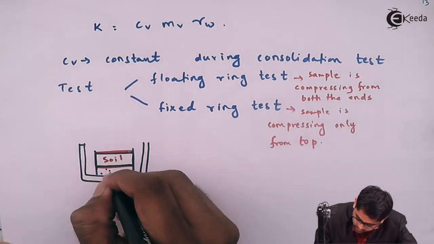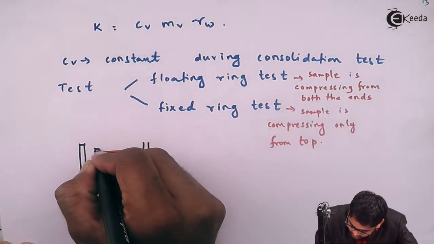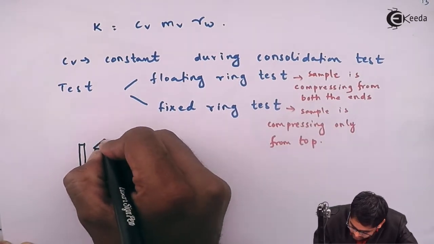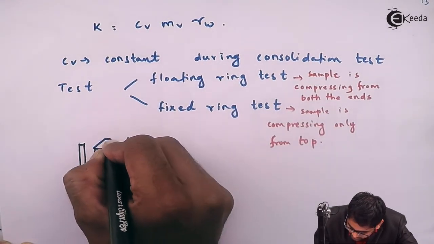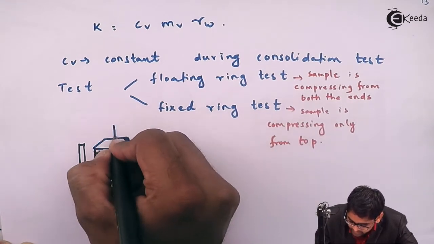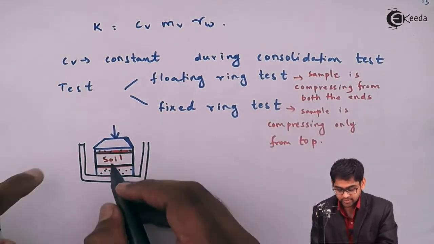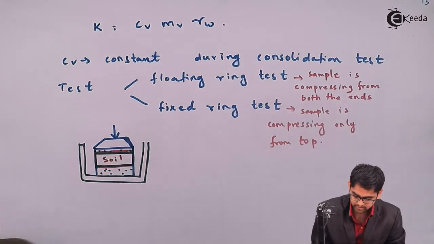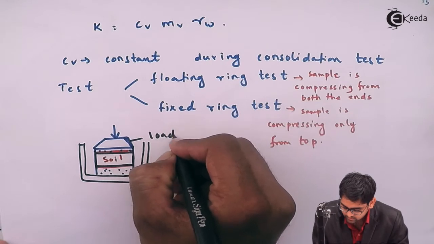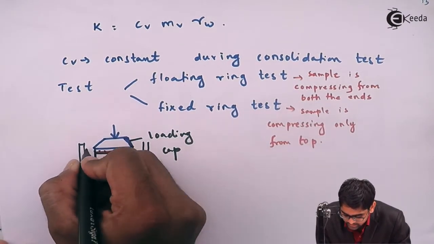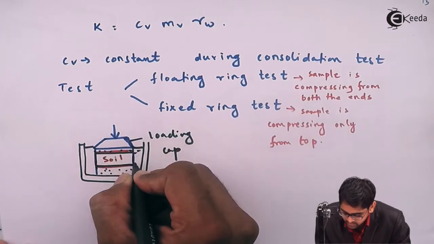So this is the porous stone, this is also the porous stone, at top and bottom, and this is the loading cap through which the concentrated load is distributed over the soil area. So this is the loading cap, and the whole assembly is kept submerged under water.